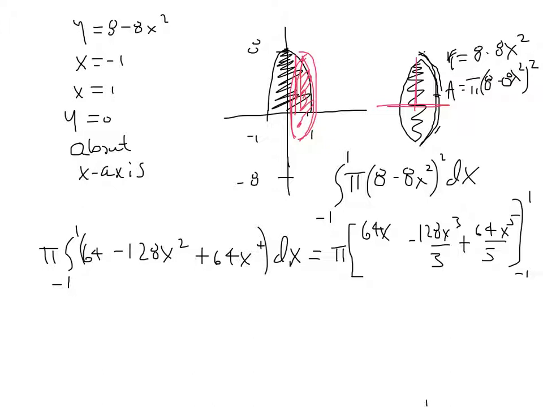In order to do that, we would probably need to go ahead and multiply out (8 minus 8x squared) squared, which would give us 64 minus 128x squared plus 64x to the fourth. We can pull the pi out front because it's constant, because our variable of integration is x. And then integrating each one of these terms, we'd have 64x minus 128x cubed over 3 plus 64x to the fifth over 5, and then we would evaluate that from minus 1 to 1.